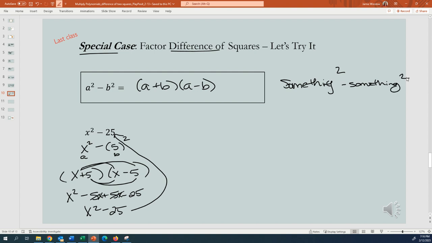So again, if you can write it as something squared minus something squared, very technical term there, you can use this very special difference of squares formula where you just take the first term plus the second, and the first term minus the second.